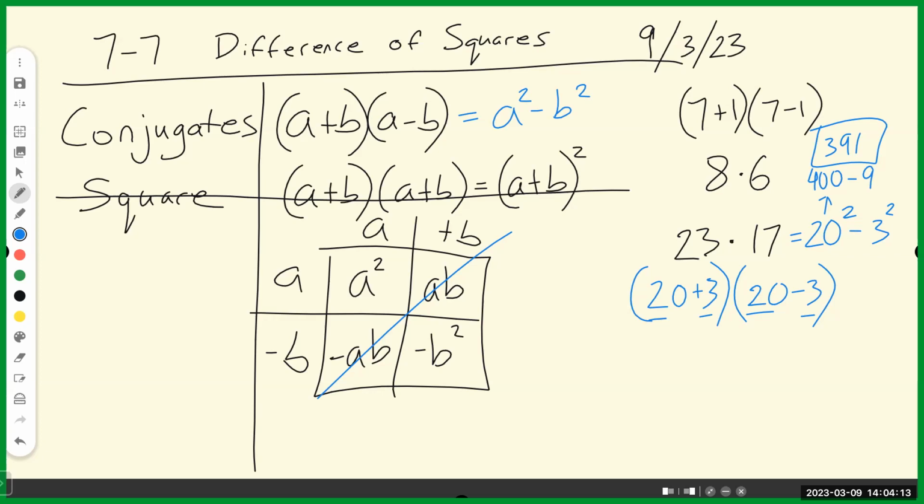I want to do a humongous problem that you guys can do in your heads probably even faster than I can once you get the hang of it. Ready? Set. 99 times 101. That's kind of a big problem. But did you know that 99 is 100 minus 1? Did you know that 101 is 100 plus 1? Did you know that those are conjugates? Did you know that 100 squared is 10,000? Minus 1. Do you know what the answer to 99 times 101 is?